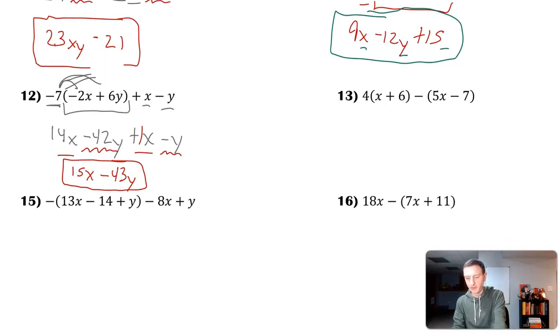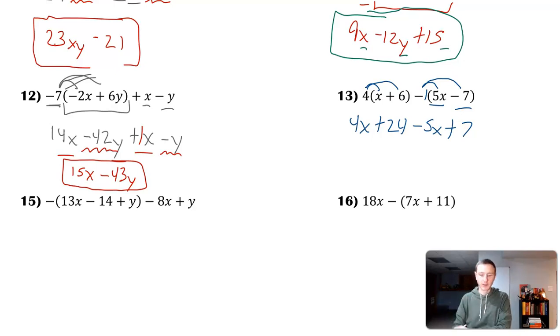And 13, we have distributive property twice. Careful, you might miss this. 4 times x, 4 times 6. And then we want to subtract off all of 5x minus 7. So I want to do negative 1 times 5x, negative 1 times negative 7, because I want to subtract off all of that statement. So I want to take the opposite of 5x, I want to take the opposite of negative 7. So 4 times x is 4x, 4 times 6 is 24, minus 5x plus 7. I'm taking the opposite of 5x and negative 7 because I want to subtract off all of that.